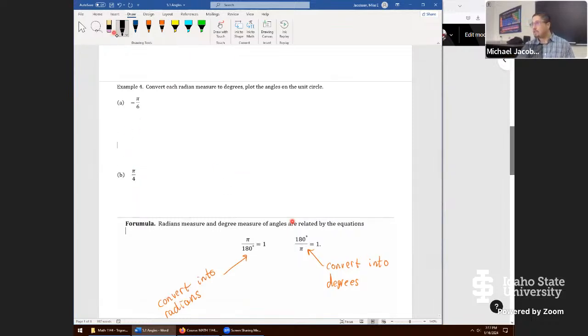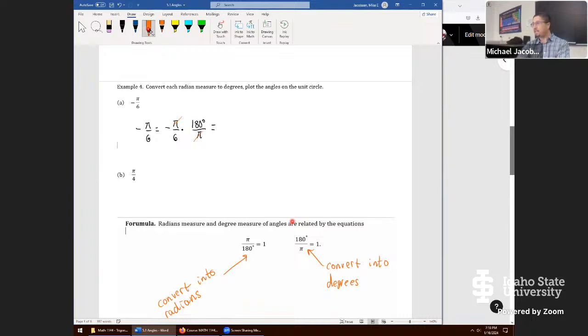So for this one, we're starting at negative pi over 6. We write equals to say that this thing is going to turn into negative pi over 6. And we're going to multiply, because we're going into degrees, this one right here, where it goes 180 degrees divided by pi. So times 180 degrees over pi. And then just simplify from here.